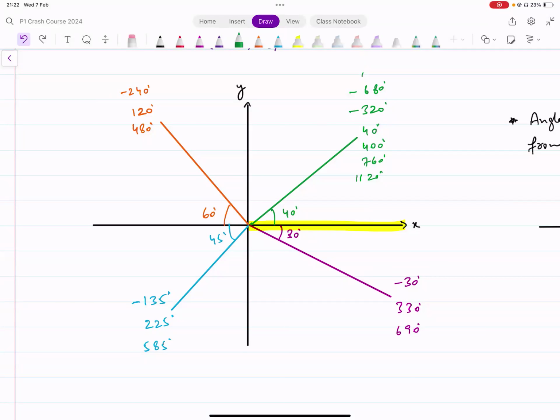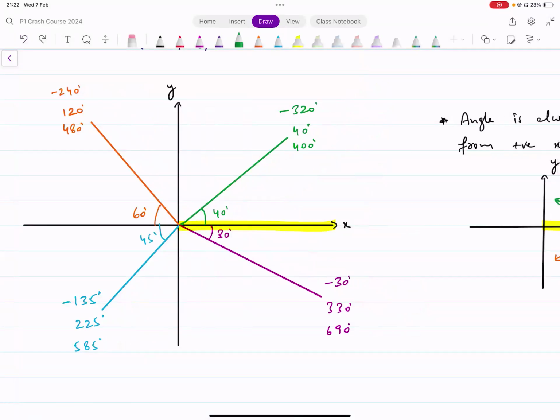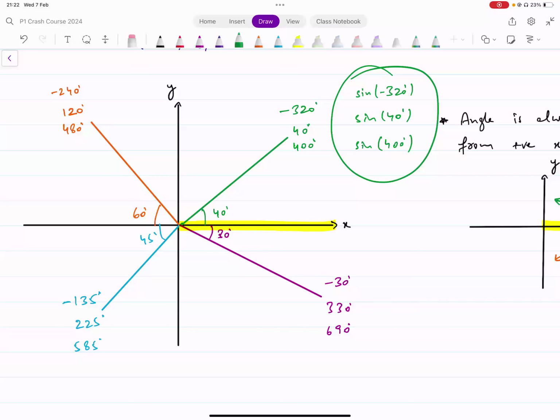What that means is, if you find, for instance, sine, cos, or tan, any of those ratios for these angles, for example, you can try sine of minus 320, you can find sine of 40, you can try sine of 400. Since these are equivalent angles, all of these numbers are going to be the same. Sine of minus 320, sine of 40, sine of 400, all of them are going to give you the same value. You can try that. All of them give you the same value.